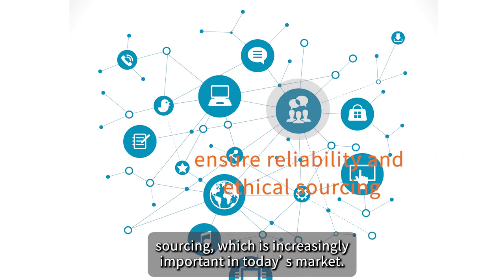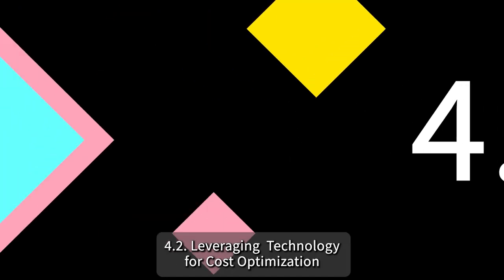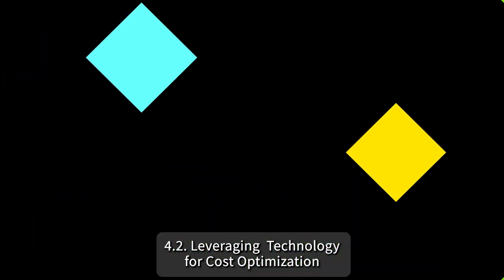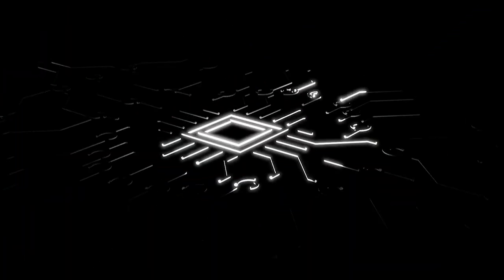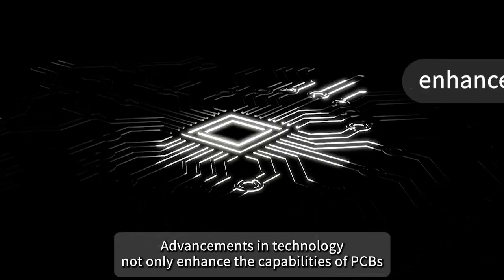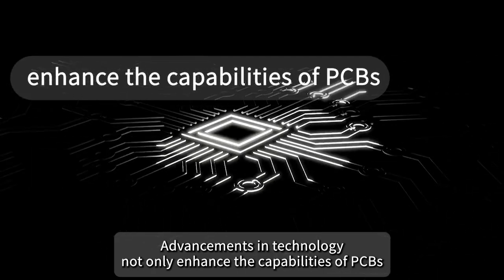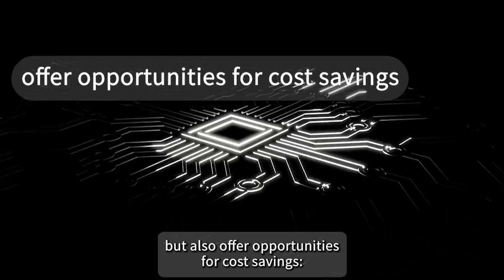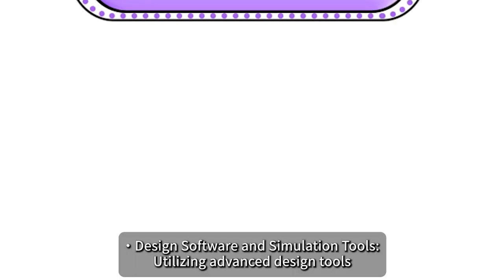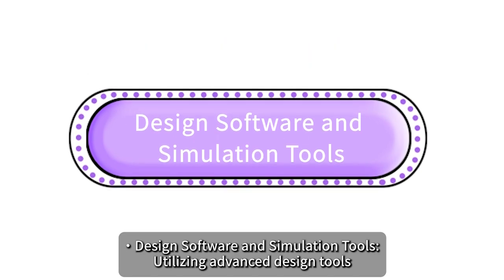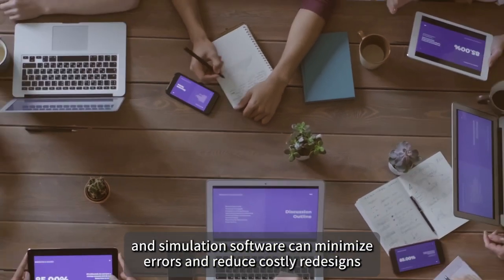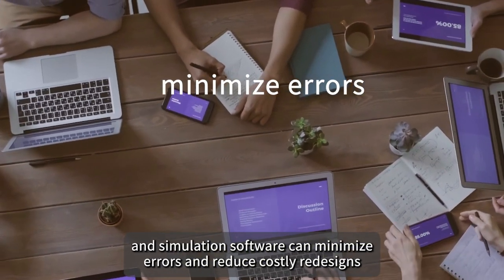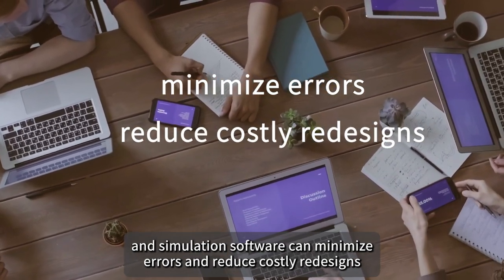4.2. Leveraging technology for cost optimization. Advancements in technology not only enhance the capabilities of PCBs, but also offer opportunities for cost savings. Design software and simulation tools. Utilizing advanced design tools and simulation software can minimize errors and reduce costly redesigns and prototypes.